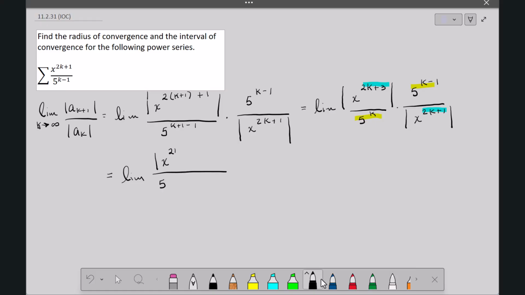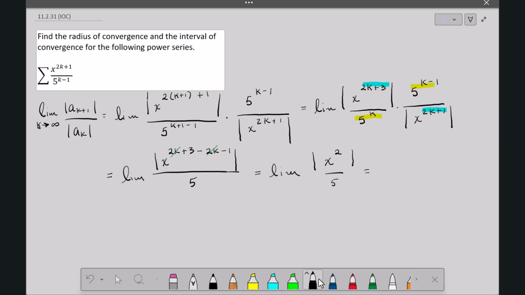So 2k plus 3 minus the denominator's exponent. And when we subtract off that denominator's exponent, we have to distribute that minus sign. And there we go. All right, so let's keep on simplifying. That exponent on the x then becomes 2k minus 2k. Those cancel, right? And then we have 3 minus 1, which is 2. So we have x squared over 5.